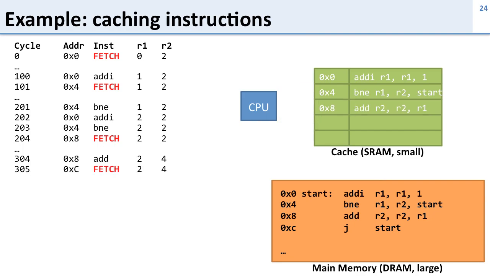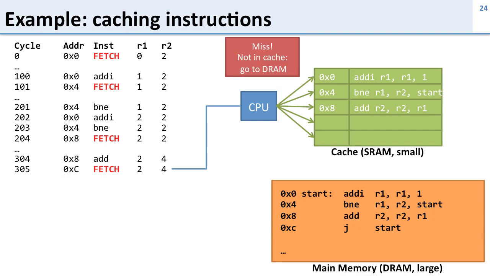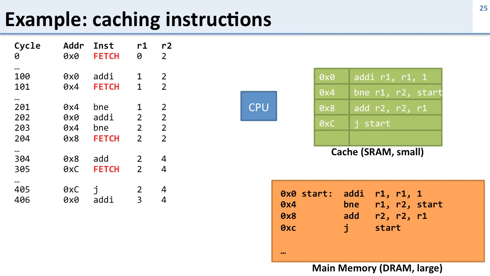After cycle 304, we get to 305, and here we're going to go on to the last instruction, which is the jump. So we need to fetch this instruction. So again, the CPU looks in the cache, it's a miss, doesn't find it in the cache, so it's going to go to DRAM, take that instruction from DRAM, load it into the cache. This is going to take us 100 cycles. So in cycle 405, we finally got it in there, we can execute our jump instruction. Now we're going to go on to the next instruction, which is add I.